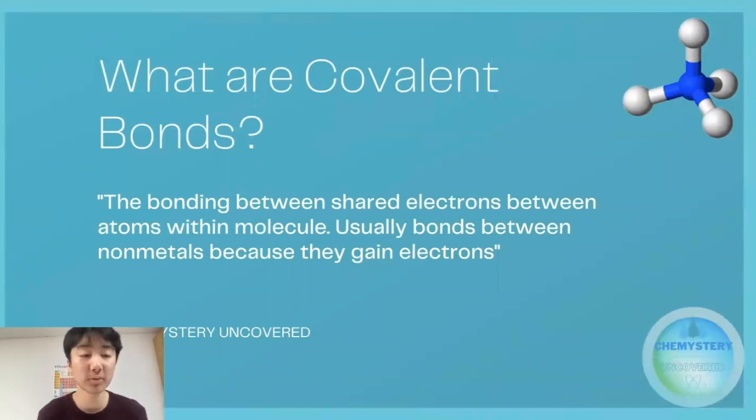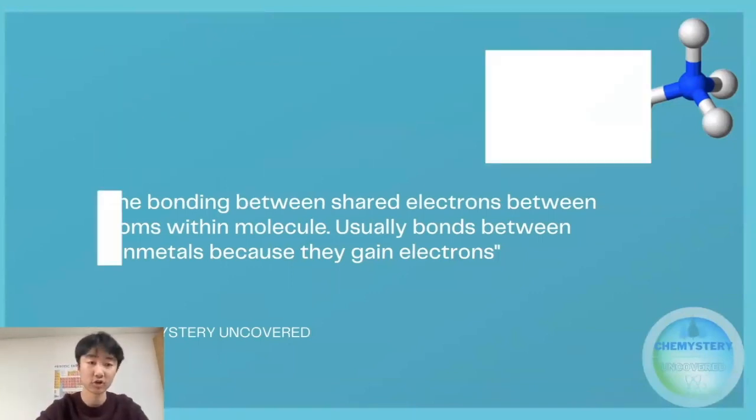Now, usually these bonds are between nonmetals because nonmetals tend to gain electrons. So when you have two nonmetals that bond with each other, they just tend to share that electron because both of them have a tendency of gaining an electron, right?